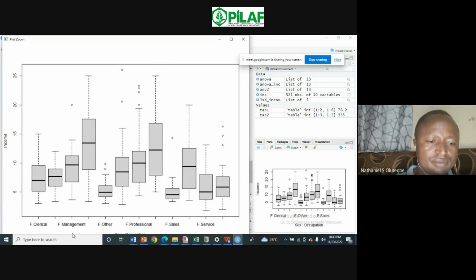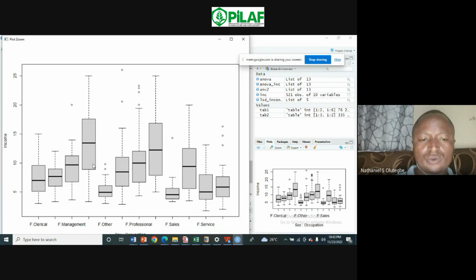Okay, you have female clerical, female management, female order, female professional, female sales, female service. Okay, these ones are male clerical, male management, male order. So that we can really understand what this box plot is really talking about.